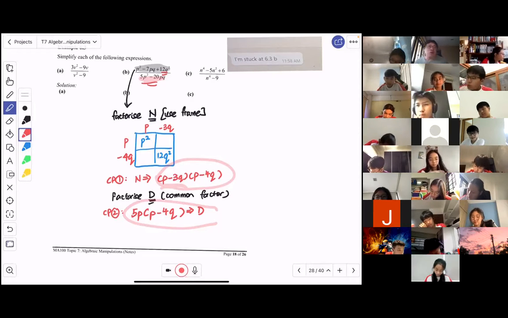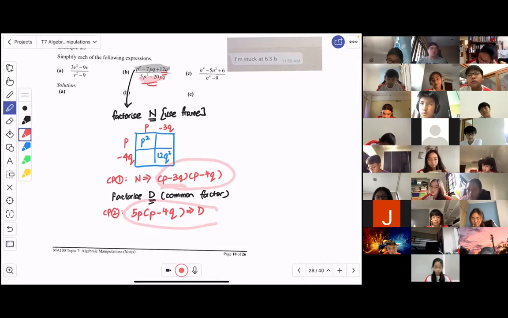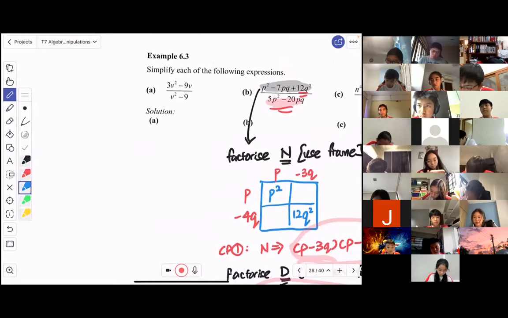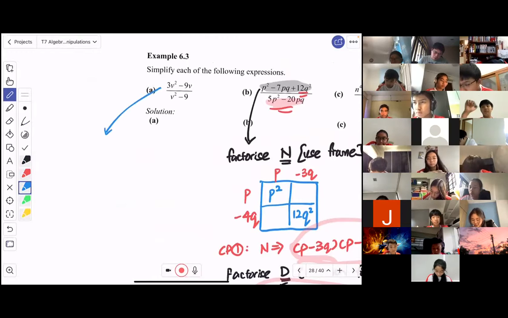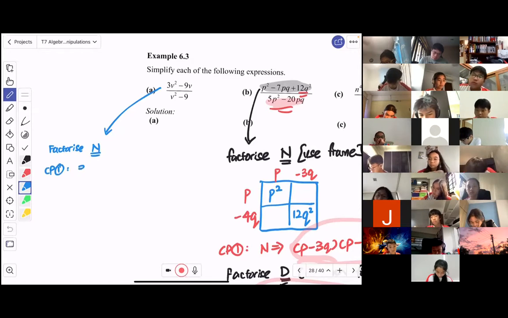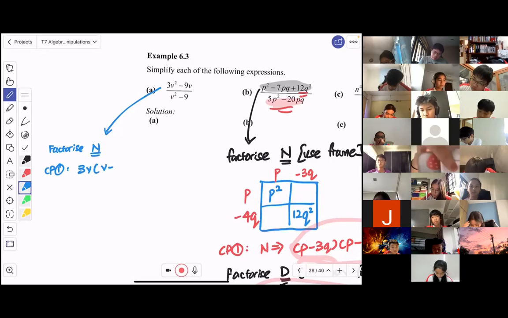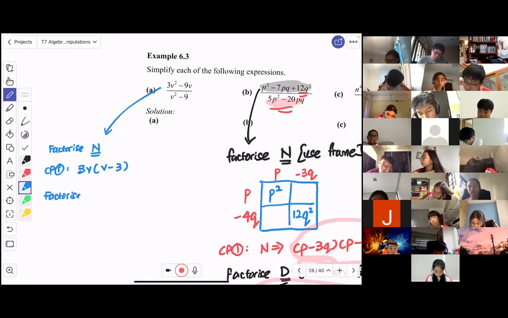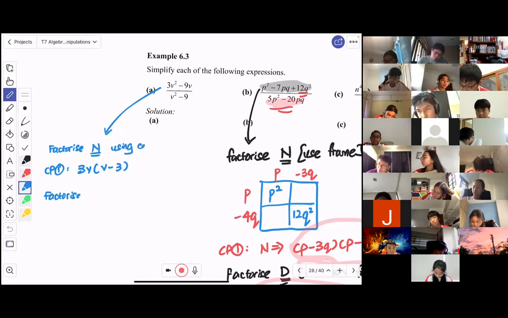Okay, I have a student who asked for 6.3a, so I'm going to go through 6.3a as well. Again, you want to make sure that your fraction is in the simplified form. I'm just going to give you 2 checkpoints. Checkpoint 1, factorize your numerator. Try to obtain that your numerator, you always plot the highest common factor. It should look something like this. Second step, factorize your denominator. Basically, you use common factor.